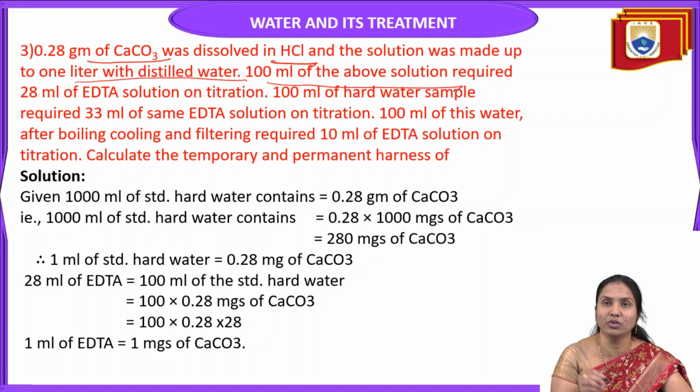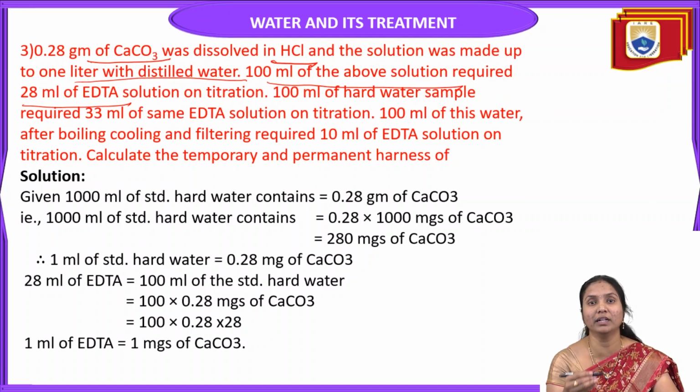So first we prepare 1000 ml of hard water sample, using 0.28 grams of calcium carbonate and a few drops of HCl dissolved in 1 liter of distilled water. From the above sample, we take only 100 ml. So 100 ml of the above solution required 28 ml of EDTA solution on titration, so we can calculate the total hardness present in that 100 ml sample.